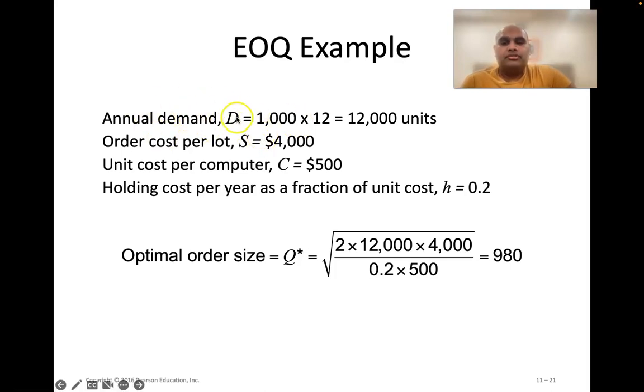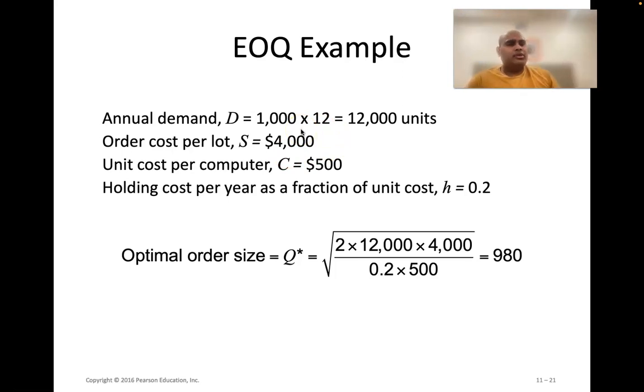So let's assume that we are selling an item, a computer, where the monthly demand is 1,000 units, or annual demand is 12,000 units for the year. Now the cost of placing an order is $4,000. So every time you place an order, you have to pay $4,000.